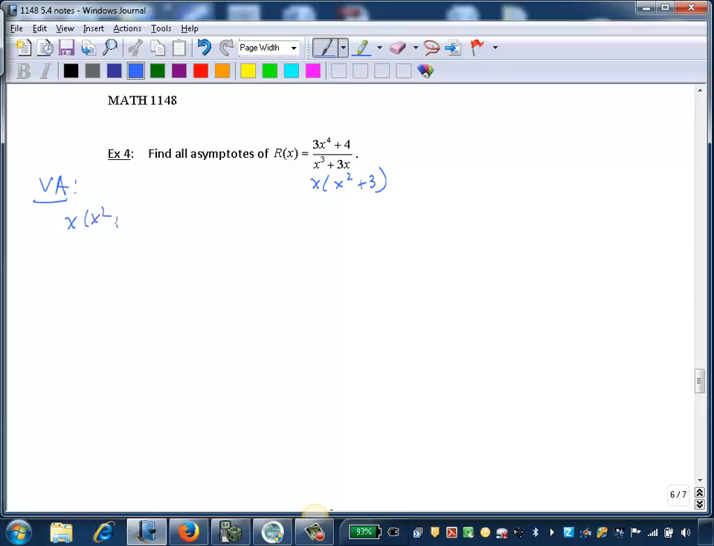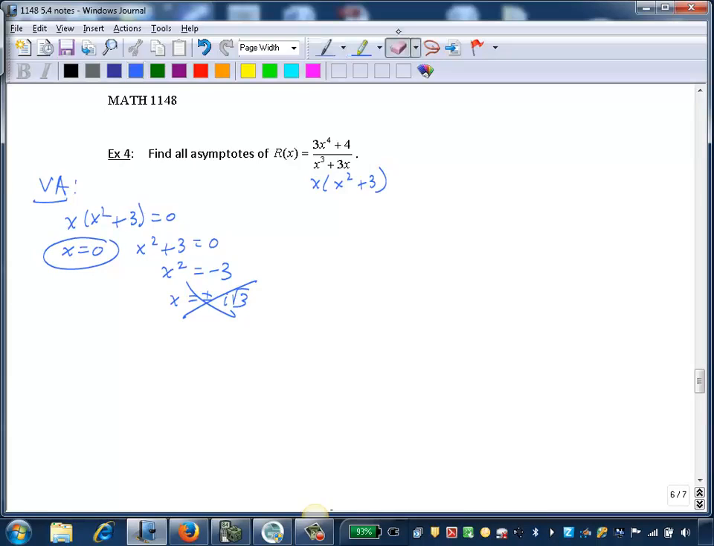x times (x squared plus 3) equal to 0. That either means x is 0, so we have a vertical asymptote at x equals 0, or x squared plus 3 is 0. But you can see if we try to solve that, there's nothing we could square to give us negative 3, no real number. If you tried to take the square root of both sides, you get plus or minus i radical 3. We can't have imaginary asymptotes, so there's no real number that would cause this to equal 0. So our only vertical asymptote is going to be x equals 0.